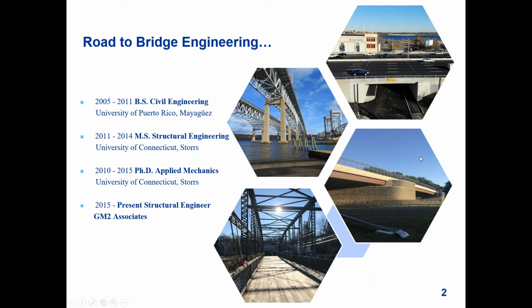I was also involved in the design of the full structure replacement of this bridge over I-91 in Connecticut. We ended up using GRS IBS abutments, which is a type of abutment developed by FHWA, and it ended up working very well for this structure.